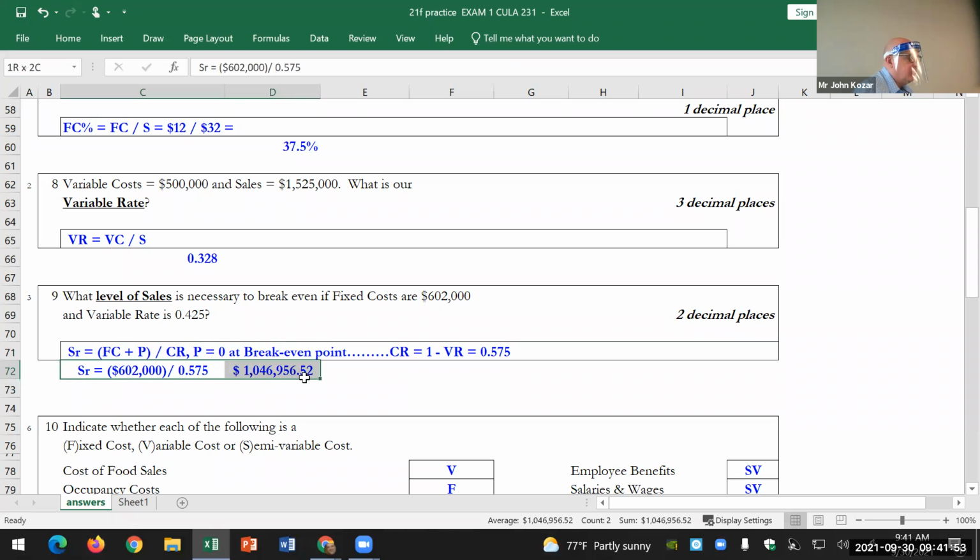And then when you go on further, the sales required would be $1,046,956.52.